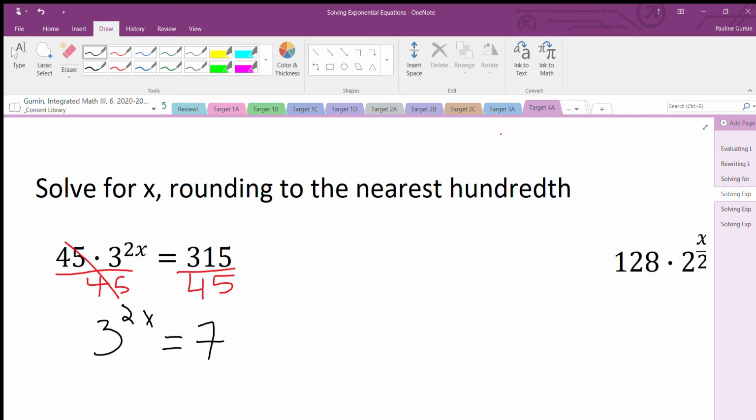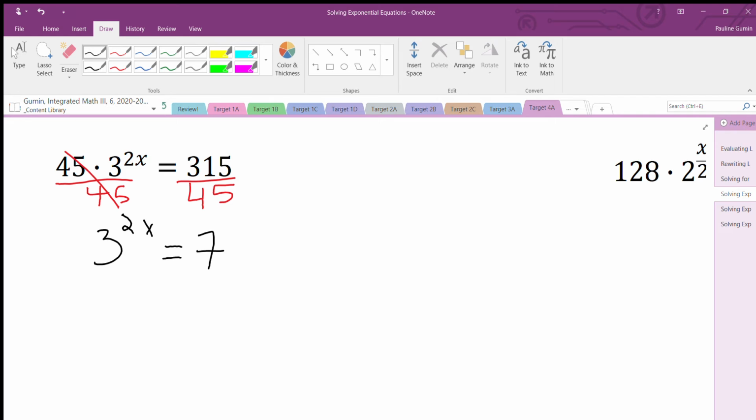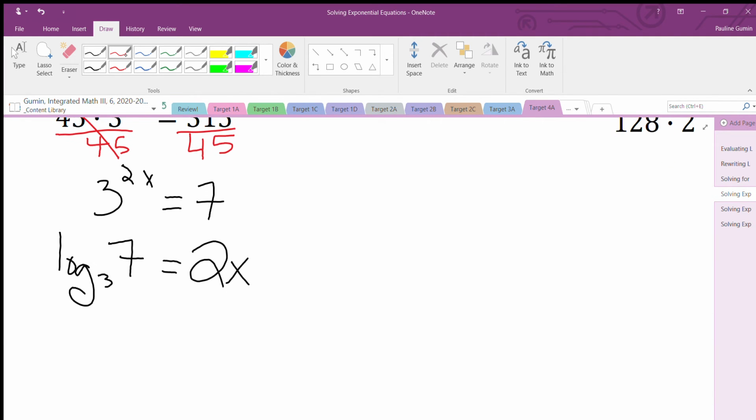Okay, now what we have to do is turn this into a logarithm. Remember, follow the clockwise rotation. The base of the logarithm is the same as the base of the exponent. So we have log base 3 of 7 equals 2x. Now the x isn't quite by itself just yet. What we need to do here is divide both sides by 2. So let's do that. All right, so we have log base 3 of 7 all over 2 equals x.